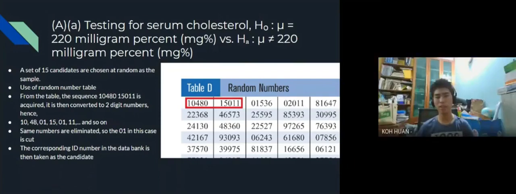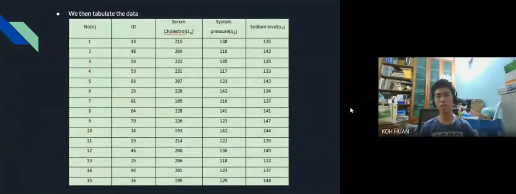So from the table, we take the sequence 10480150111. Then we convert it to two-digit numbers, which is 10, 48, 01, 15, 01, 11, and so on. The same numbers are eliminated. So in this case, 01 is cut. The corresponding ID number of the data bank is then taken as the candidate. After tabulation, we get this result.